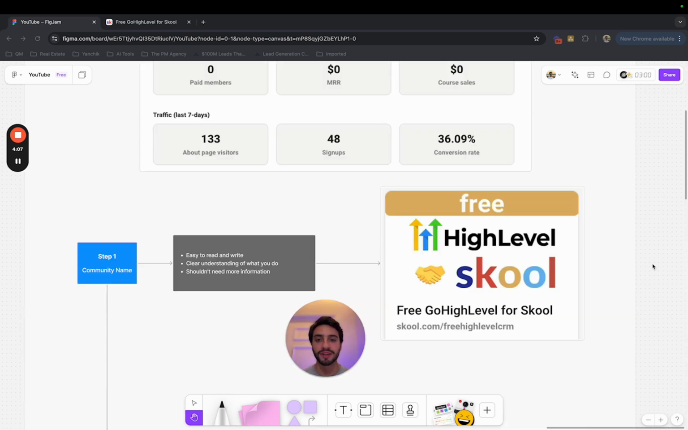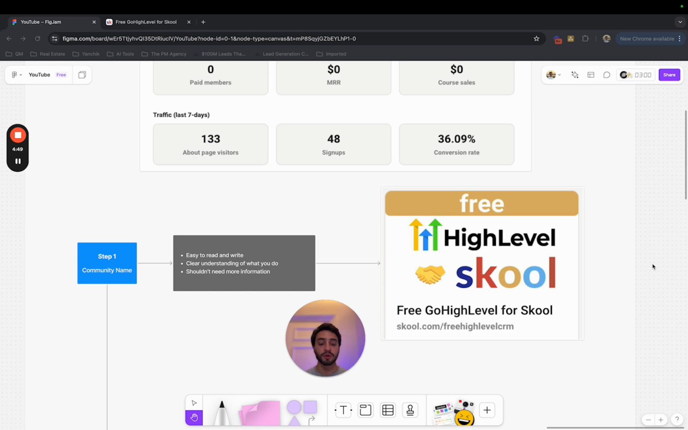So the first thing that you're going to do is look at your community name. This should by itself tell people straight away what it is that you do and what they can expect inside of your community. On top of that, it needs to be very easy to read and very easy to write, because at the end of the day, you want your members to be able to remember it, not only to come back, but if they're going to share the word about your community, you want them to be able to remember the name and easily write it to send it to other people.